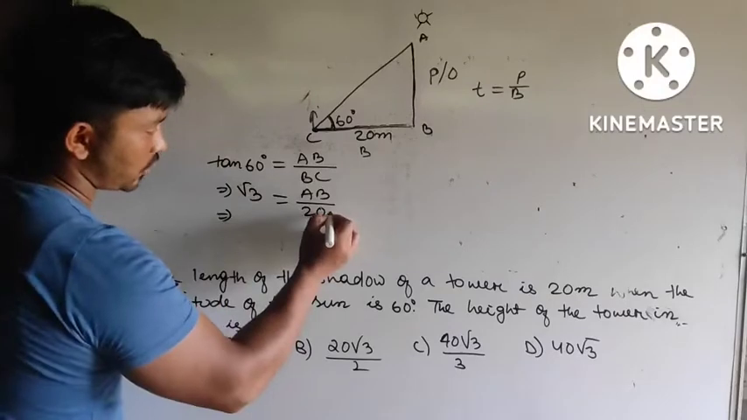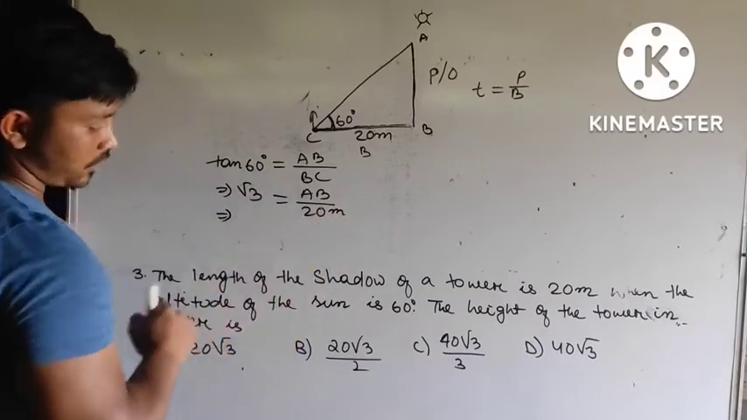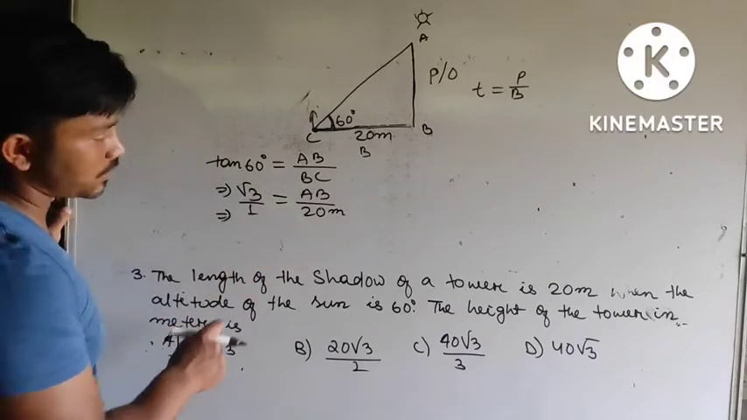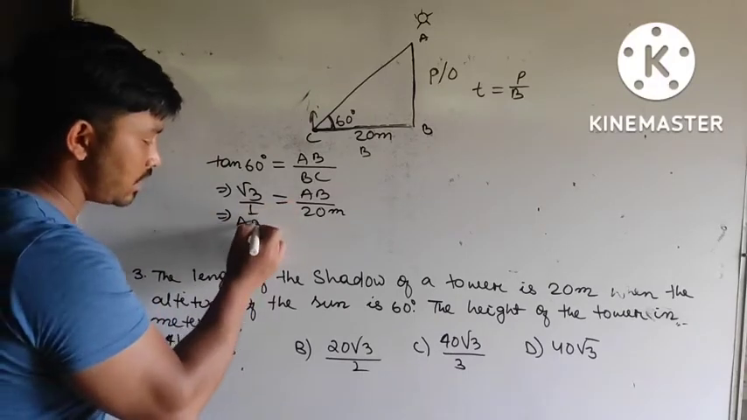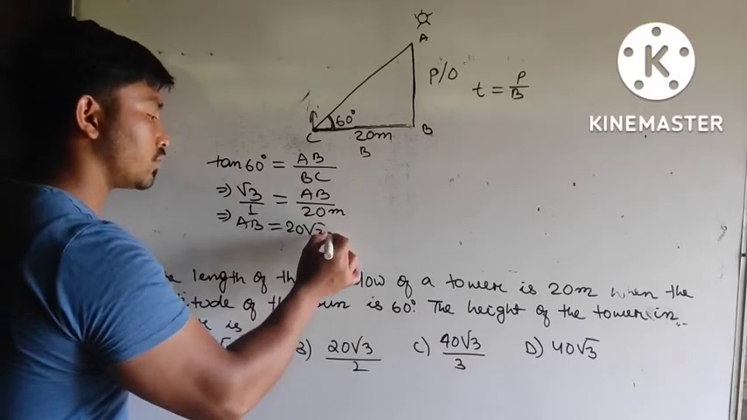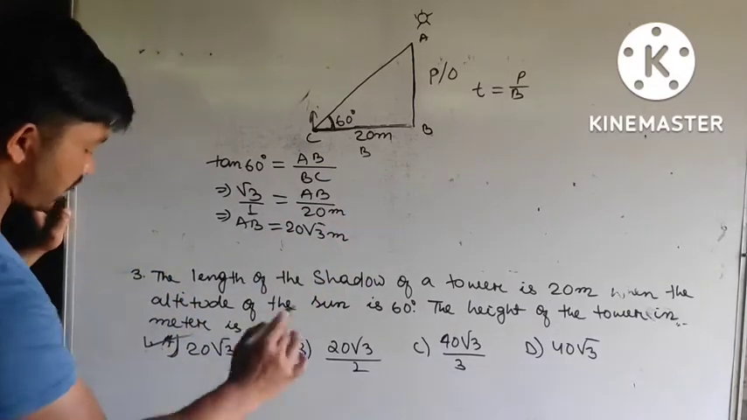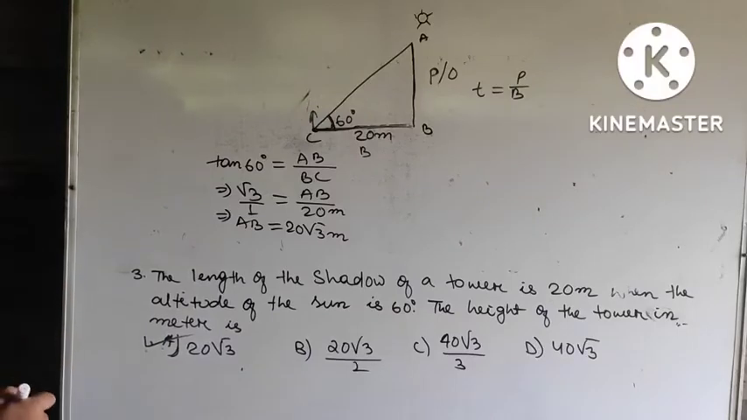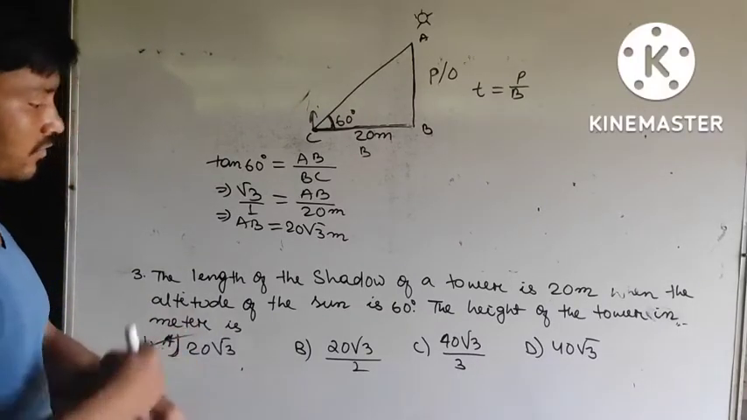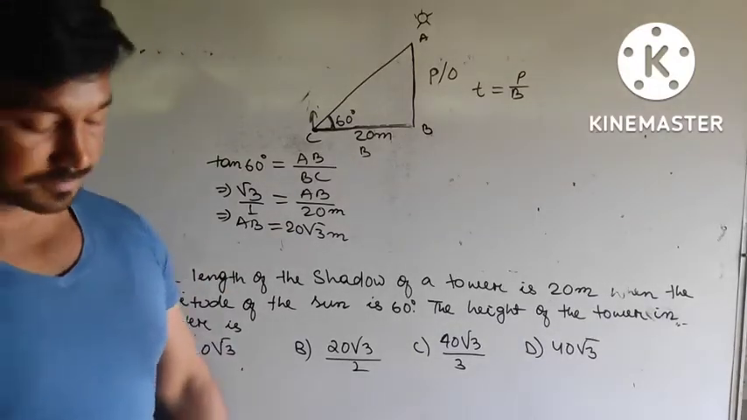20 meter. Now what are you going to do? You are going to cross multiply. Here the downside is 1. So cross multiplication: AB into 1 becomes AB, and 20 into √3 becomes 20√3. So this is your correct answer. So option A is your correct answer. So this is till question number 3. After that we are going to learn next by next.